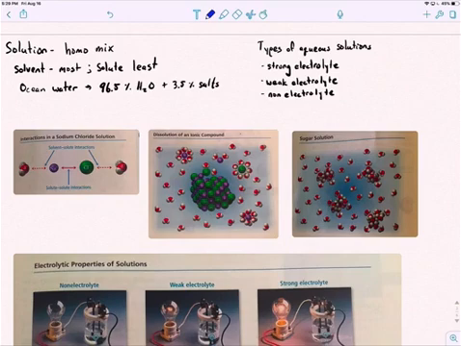Also, there are a couple types of aqueous solutions: strong electrolyte, weak electrolyte, and non-electrolyte. A strong electrolyte conducts electricity very well. A weak electrolyte conducts electricity a little bit. A non-electrolyte does not conduct electricity. Pure water is considered a non-electrolyte. It doesn't conduct electricity very well.